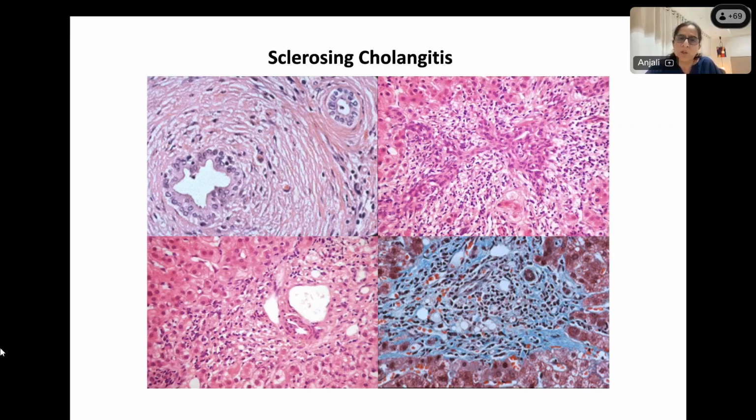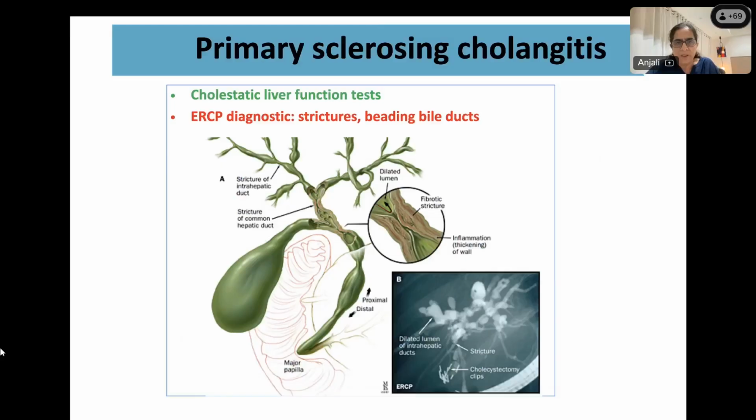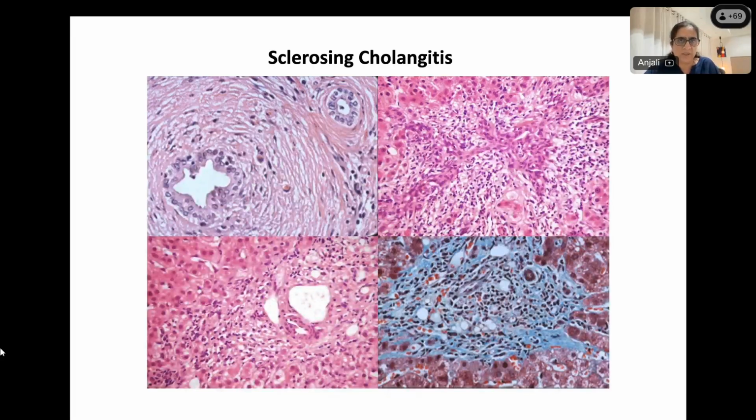On the right-hand side, in the upper figure, you can see an expanded portal area, proliferating ductules, and a lot of inflammation. And the lower two figures are showing artery, showing vein, but no bile duct. So basically in sclerosing cholangitis, you can see almost the same picture that you see in any other biliary disorder. But the diagnostic test is ERCP.